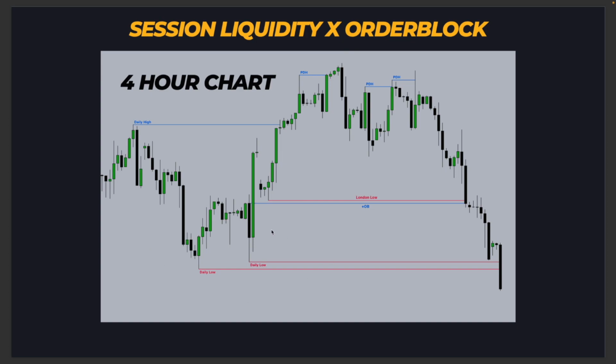Now, if we are looking to see lower prices on a higher time frame basis, what do we want to see before we get our short setups? Do we want to short down here in a discount? No. We want to wait for price to reach a premium and for price to sweep session highs.